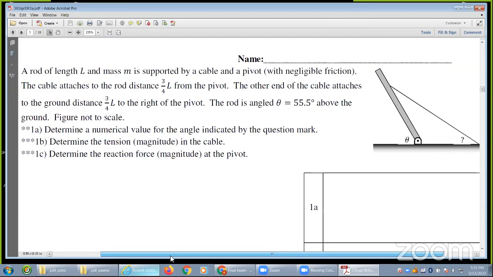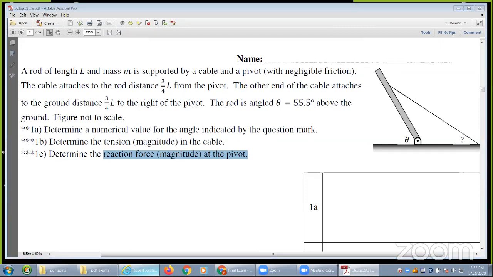There we go. All right, looks like it's that time. So hopefully this is screaming out to you as a chapter 12 problem, static equilibrium. You got pivot written right in there, and it says reaction force in part 1C. So if you don't think static equilibrium, you haven't done all of chapter 12 yet, and that's fine. You can get on that. But now let's take a look here.